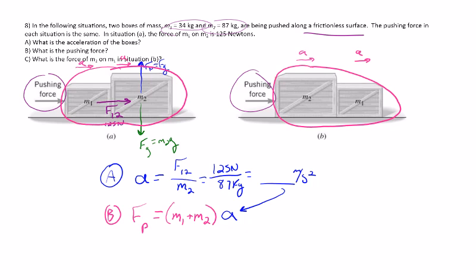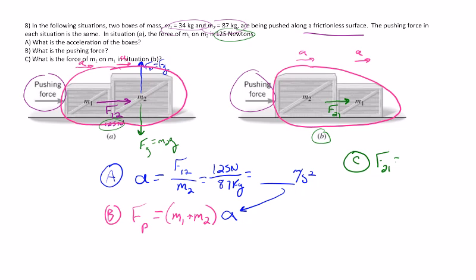Now, last but not least, part C wants the force of M2 on M1 in situation B. So we're coming over here. If I flip the boxes, M2 is going to push into M1 with a certain force, so we're trying to find F21. My first instinct is, isn't it just 125 newtons? Wouldn't it be the same? But it's not, because the same pushing force first has to accelerate mass 2, and then some of that pushing force is left over to accelerate mass number 1.